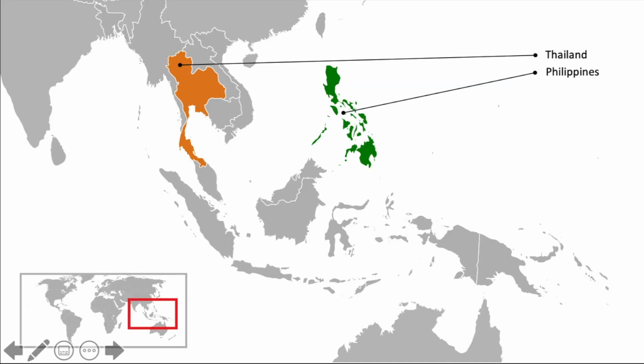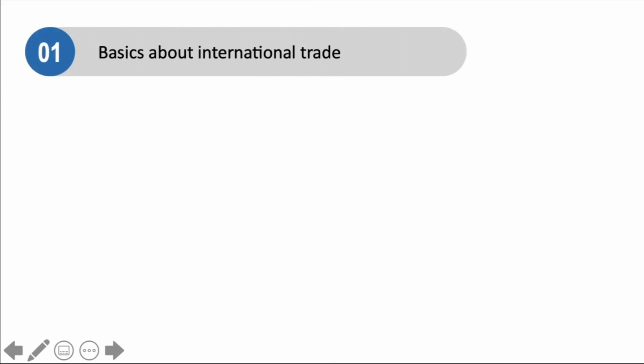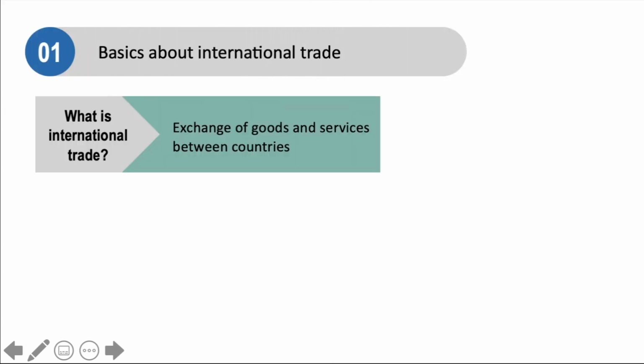So to give you the location of these two countries, Thailand and the Philippines are both Asian countries, particularly located in the southeast part. So, some basics about international trade. International trade is the exchange of goods and services between countries. There are two types of international trade.